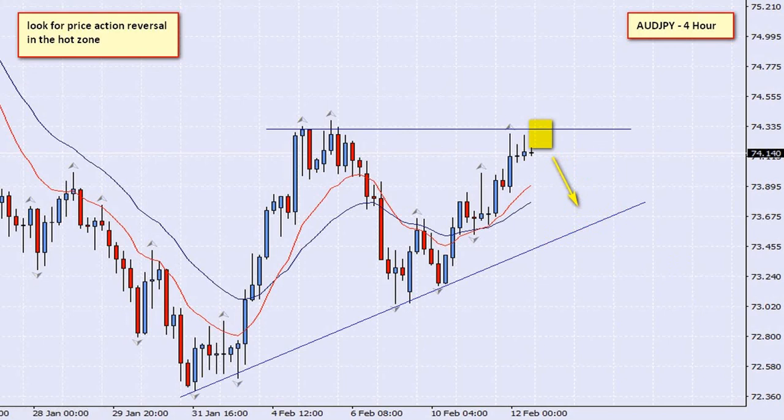Now, don't forget, this one's a 4-hour time frame, so we could get the setup in the next 2 candles, so that could be in 8 hours time. So just keep an eye on it. Aussie yen 4-hour time frame is our chart of the day this morning.